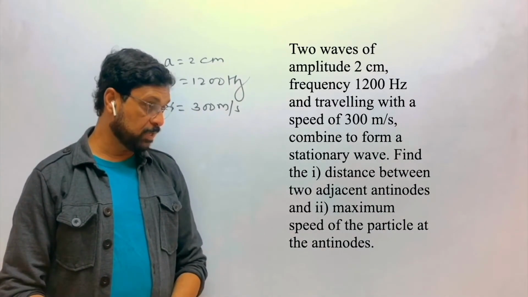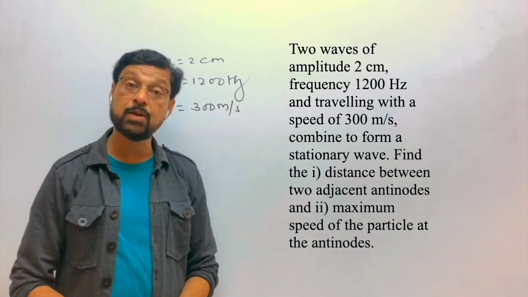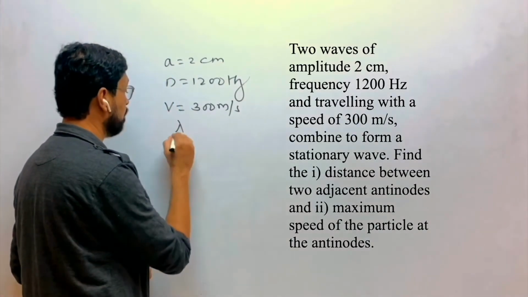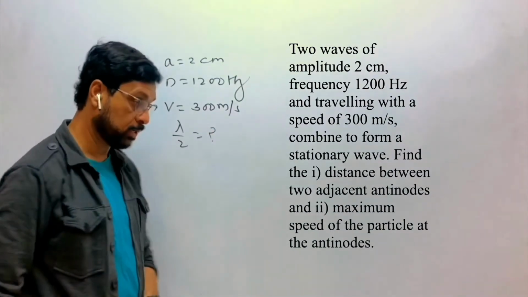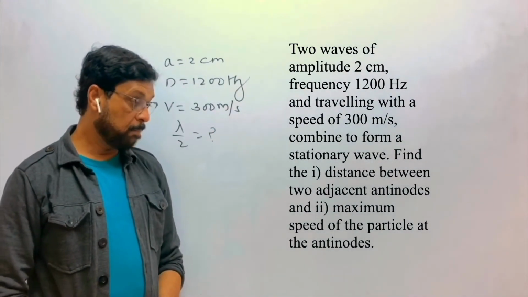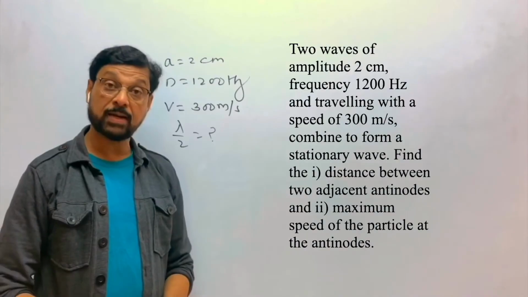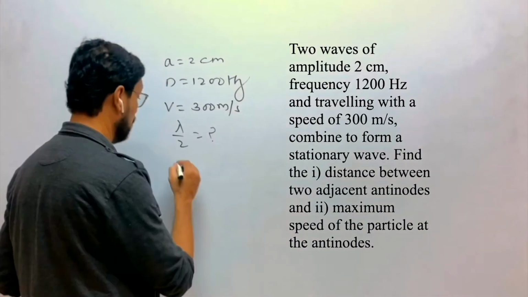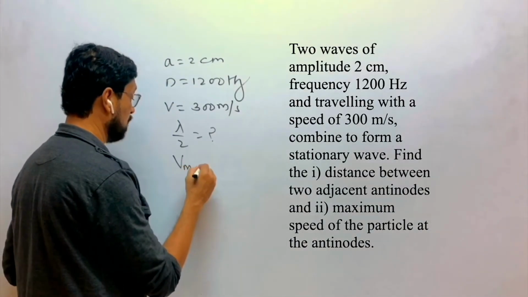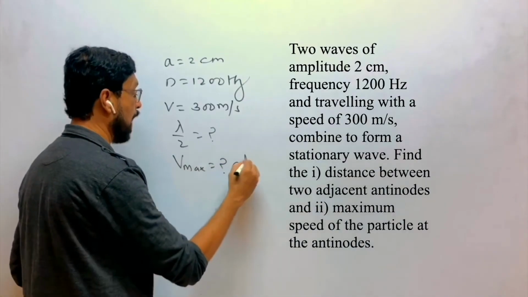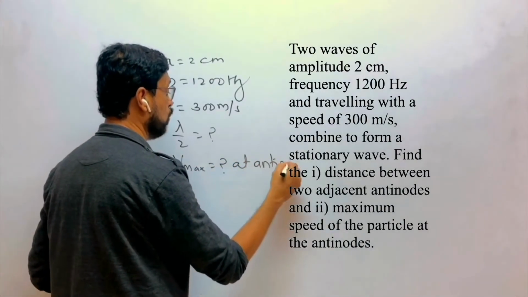Find the distance between two adjacent antinodes. Means lambda by 2 is equal to what? And maximum speed of the particle at antinodes. Vmax is equal to what? At antinodes.